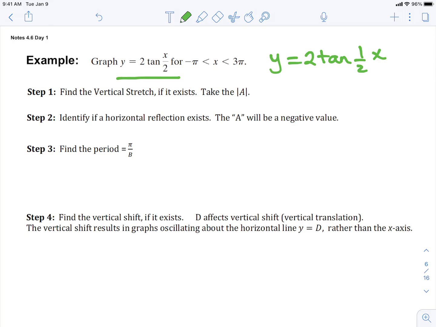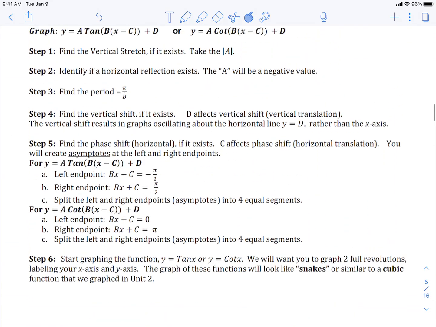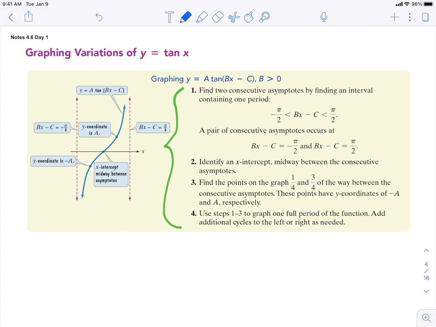So we want to find the vertical stretch if it exists. So we have a multiplier of 2 in front of that tangent. So you really don't have an amplitude like you do in a sine and a cosine function, but we do have a stretch by 2 in the vertical. So if we go up to this parent function, what it does is it stretches this point up and that point higher, so it's going to make these snakes skinnier or higher.